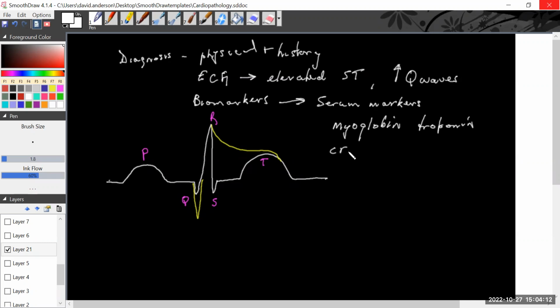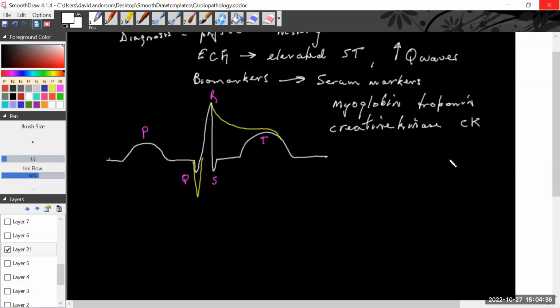And another biomarker is called creatine kinase. So it's an enzyme. It's abbreviated as CK. Obviously, it ends in ASE. It's an enzyme, but it'll be elevated in damaged cardiac muscle cells.